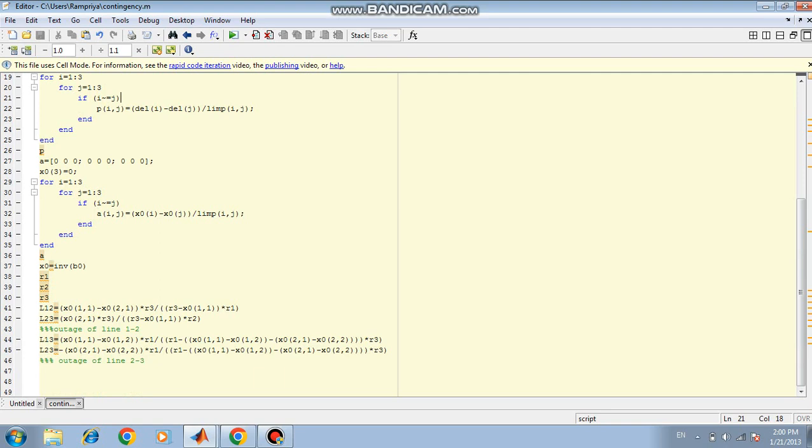Then for the line outage factors, you also need to calculate the formula. So you need to calculate everything. After that you can find the new power flow. The new power flow is the old power flow plus the generation shift factor into delta P, the difference in power. Like that you can calculate the generation shift factor. This generation shift factor and line outage factors are used to find the outage, that is, contingency analysis in a power system.